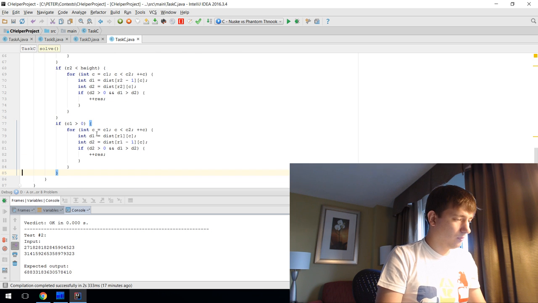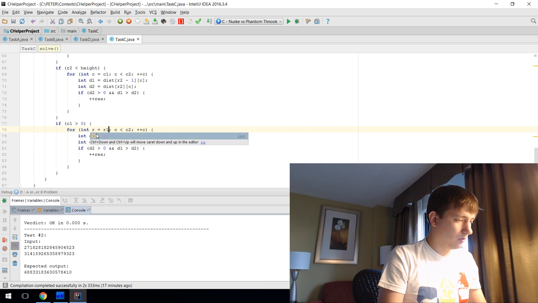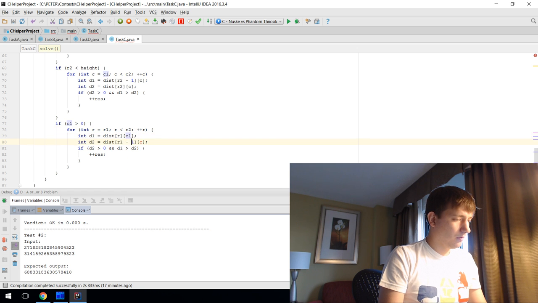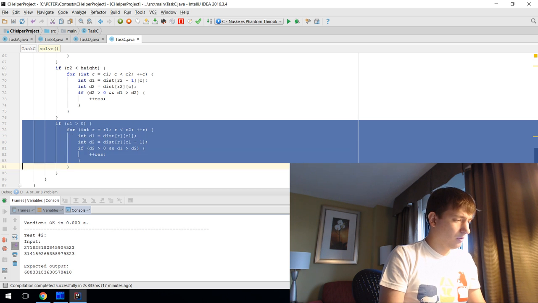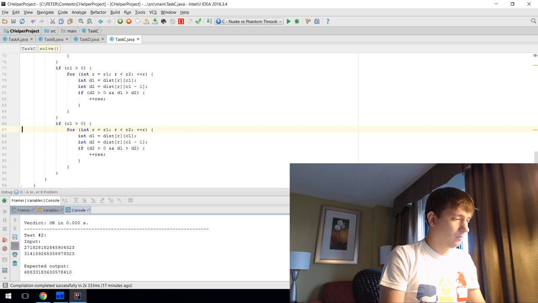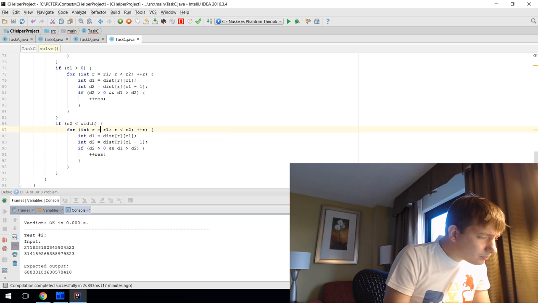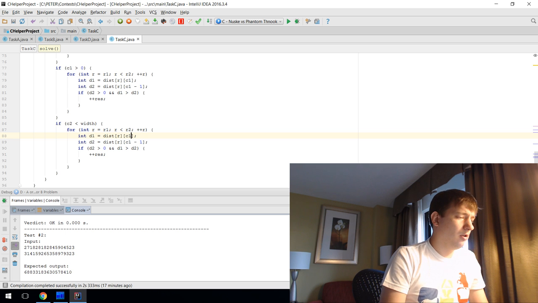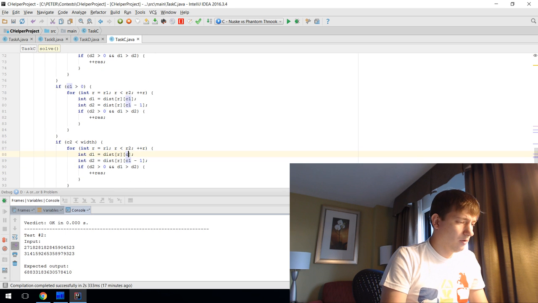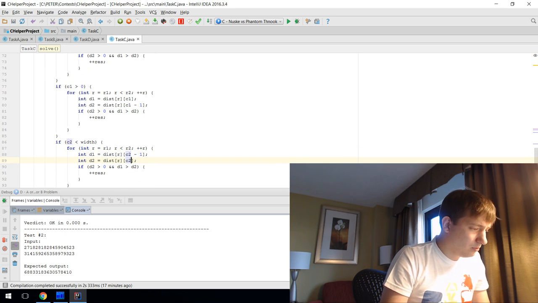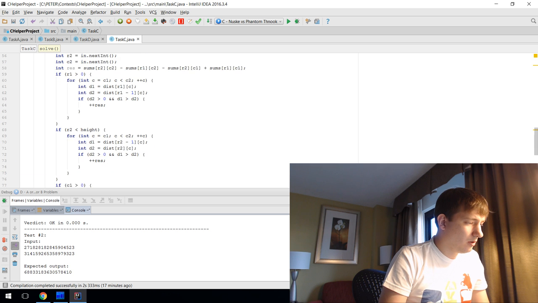So here we go, iterate over rows. C1 minus 1, right? And then we have if C2 is less than width, then we have error C2 minus 1 and error C2. Then we print.